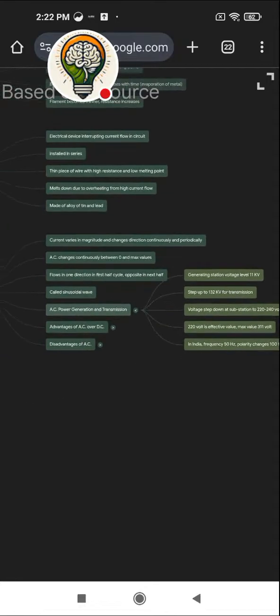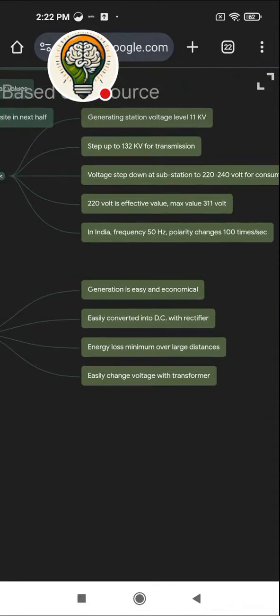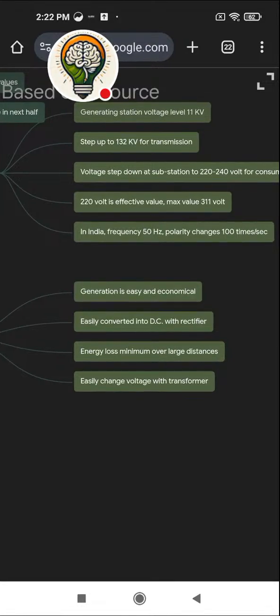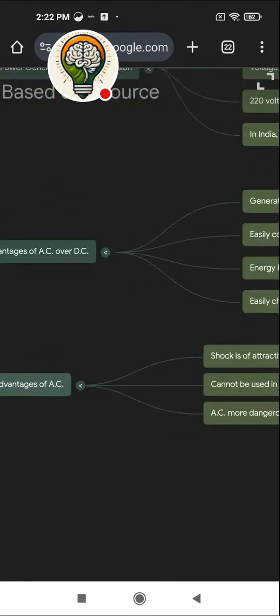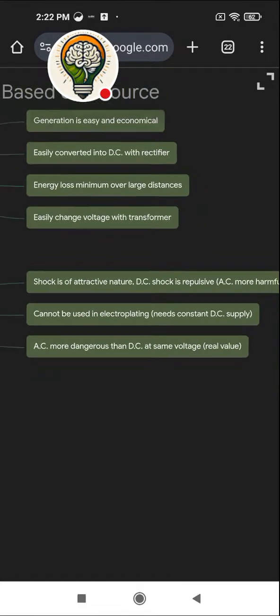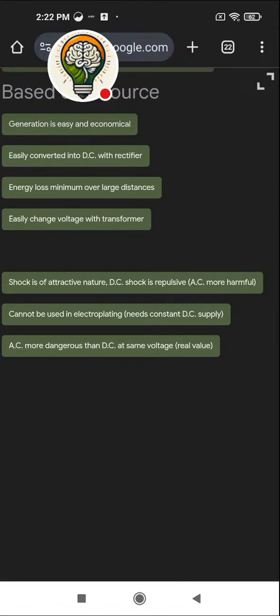Then the advantages of AC. Generation is easy and economic, and easily converted into DC with rectifier, energy loss is minimum over large distance, and easy to change voltage with transformer, and it is secure also. Then the disadvantage of AC. The shock is attractive in nature, and DC shock is repulsive, AC is more harmful, and cannot be used in electroplating, which needs constant DC supply.